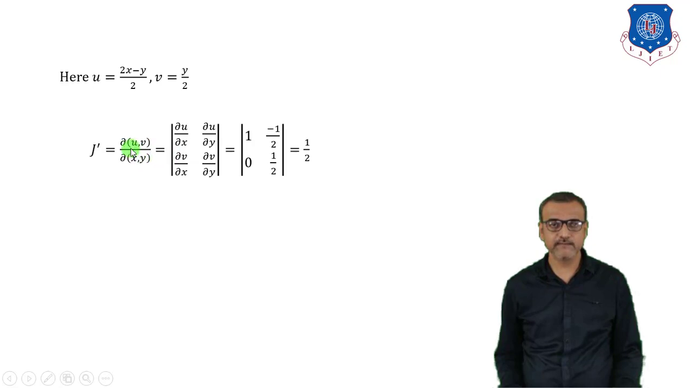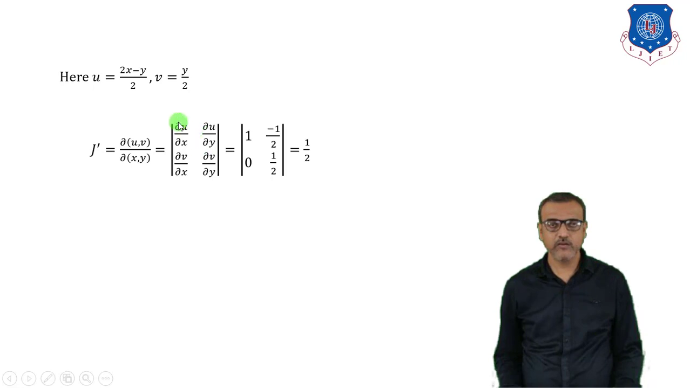And this is equal to del u by del x, del u by del y in the first row, and in the second row we have del v by del x and del v by del y. Now del u by del x, that is partial derivative of u with respect to x, keeping y constant. So derivative of 2x is 2, y is 0, and 2 by 2, that is 1.